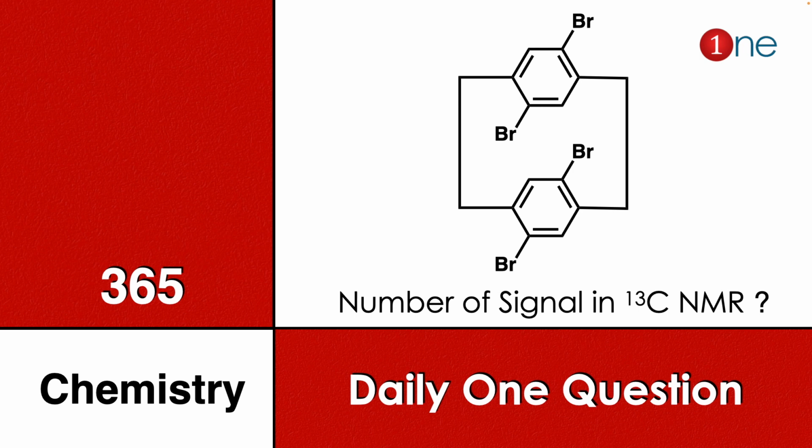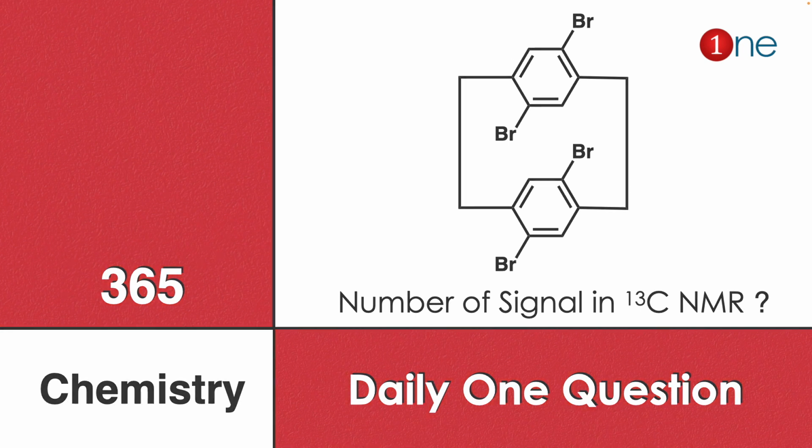Here a cyclopentene compound is given with 4 bromine atoms. You have to find how many signals the compound can give in 13C NMR spectroscopy.